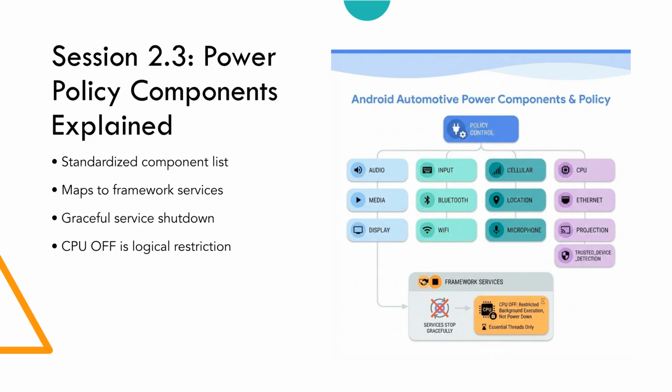A lesser-known detail is that CPU off does not mean the processor is powered down. It means background execution is restricted, and only essential system threads are allowed.